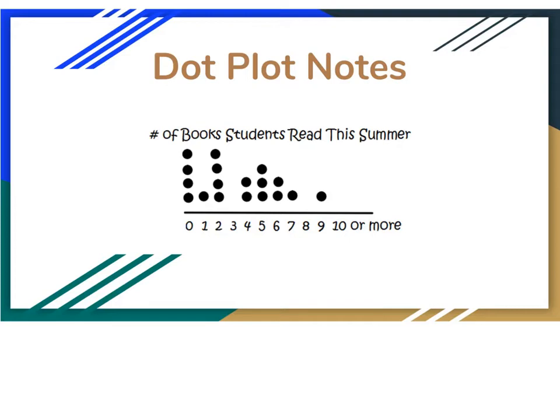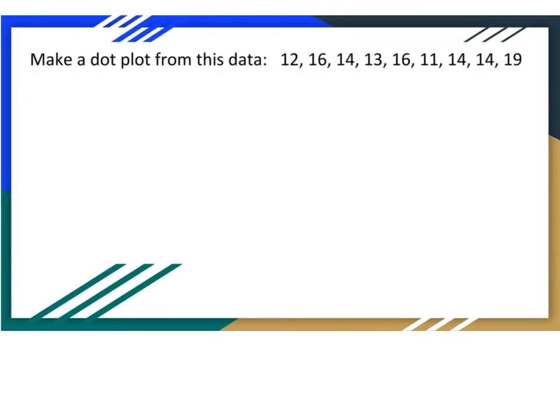So let's go ahead and make one. So we're going to make a dot plot from this set of data. So the first thing I like to do when I'm going to make a dot plot is just find the biggest and the smallest number, because I have to make a number line and I want it to cover the numbers that I need it to. So I can see that I have 11 as my smallest and 19 is my biggest. So I at least have to go from 11 through 19. If I want to go 10 through 20, that's okay, but I just don't have to.